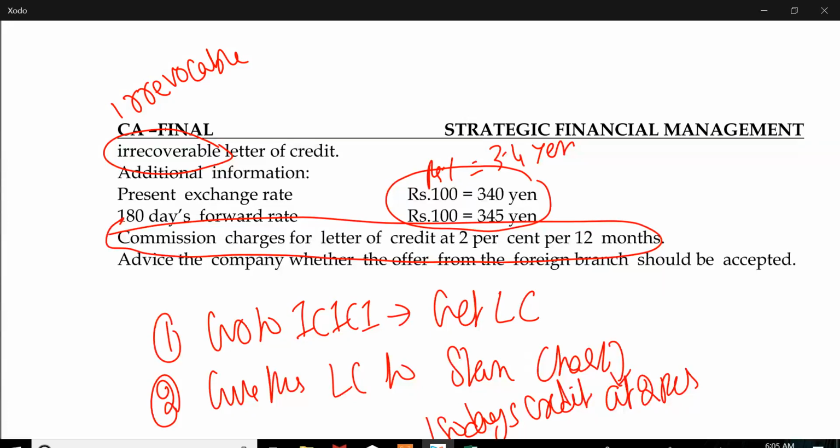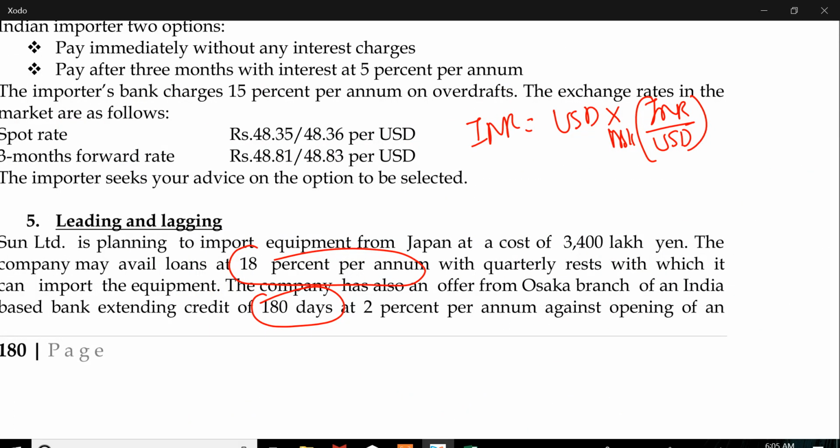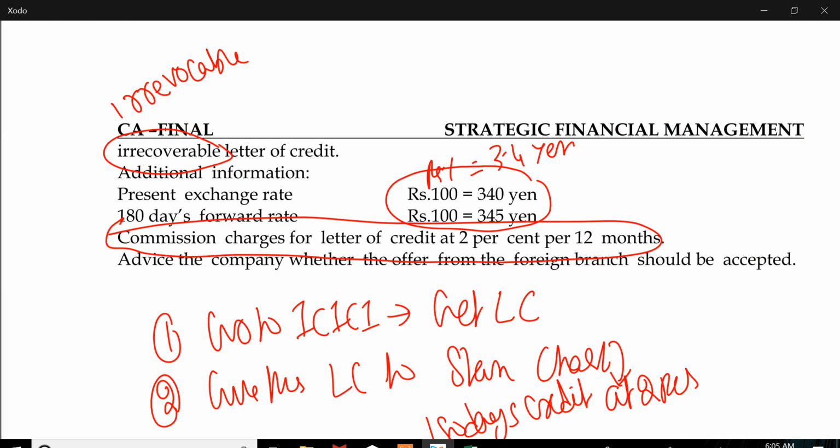Next point, commission is paid on day 0, whereas the final outflow to the bank happens after 180 days. Full stop. These two numbers cannot be added due to the time value of money concept.